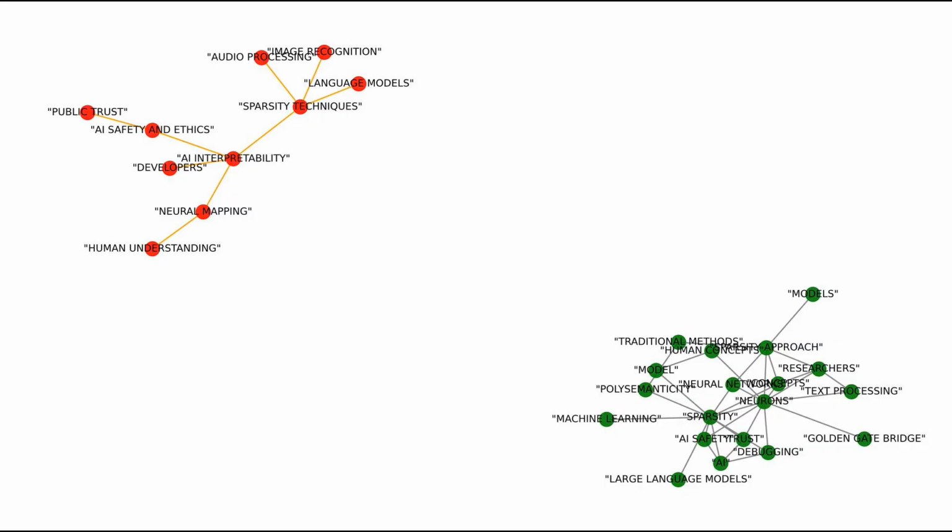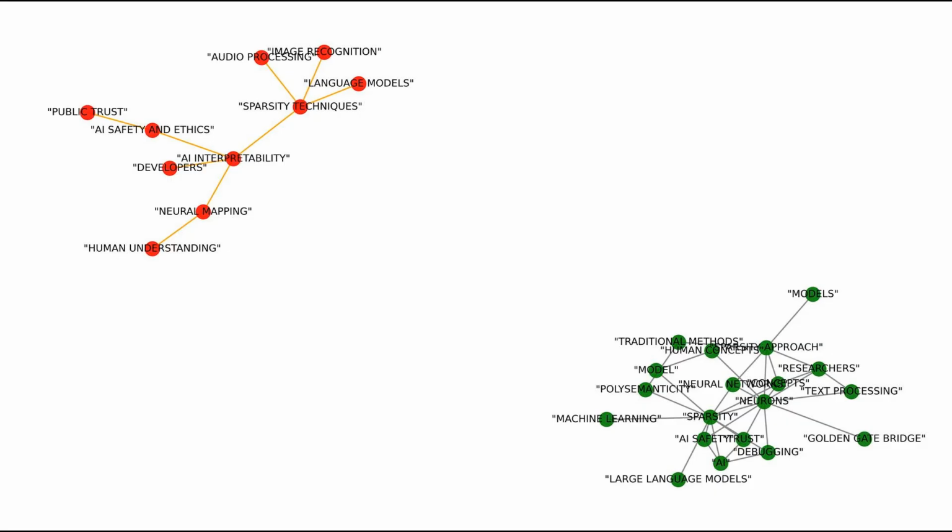5. User-friendly tools for developers. There could be a push to create tools and studies that allow developers to easily implement sparsity techniques in their models. This would democratize access to AI interpretability, enabling more practitioners to really understand and trust their AI systems. 6. Exploration of human concepts. Future studies may investigate how well the neuron mappings align with human understanding of a given concept.